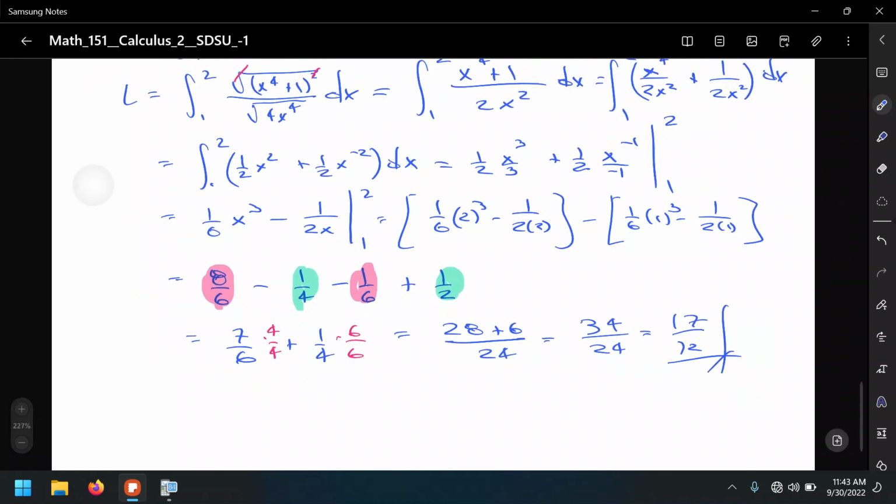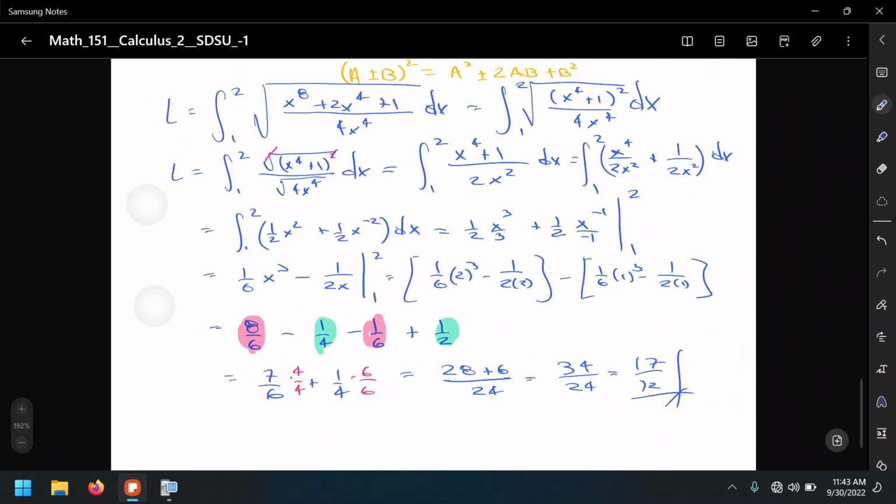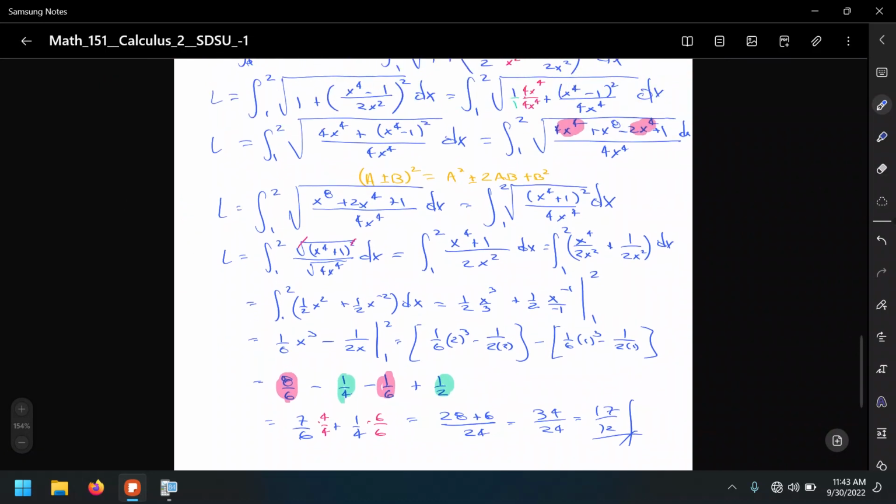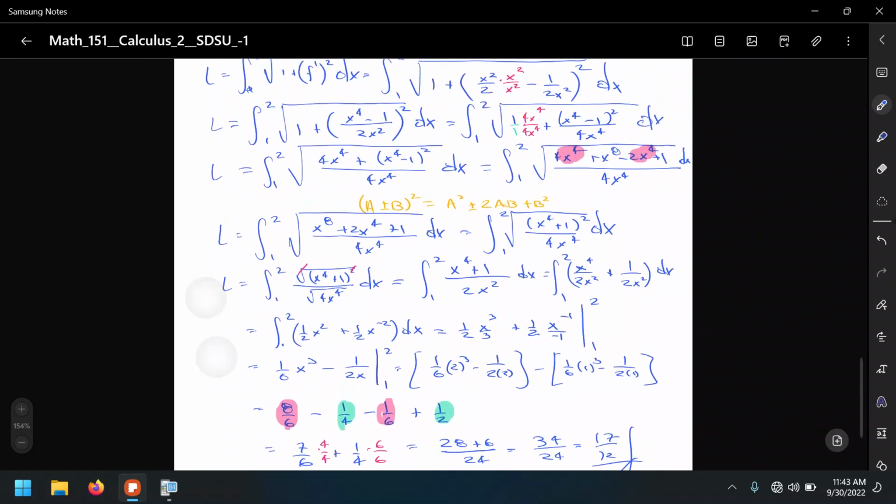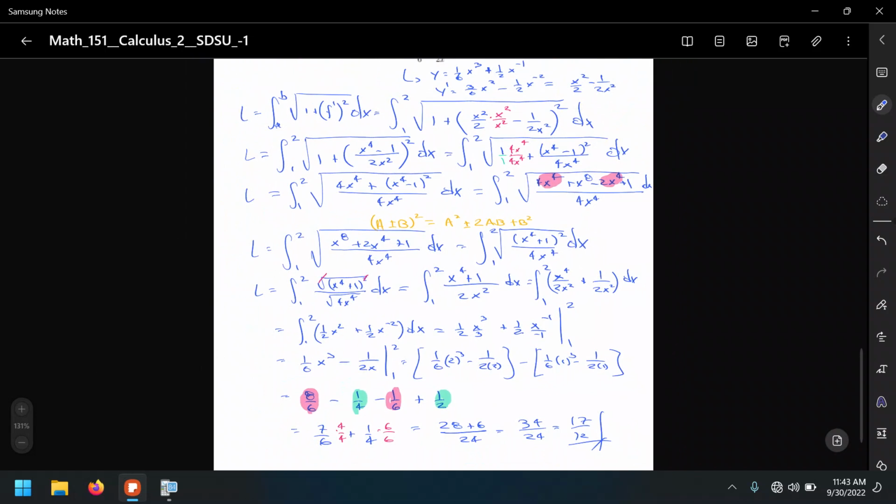Let me zoom it out so you can see the whole thing in case you missed anything. And guys, this is all I have for today. Next time we're going to start working with surface area.